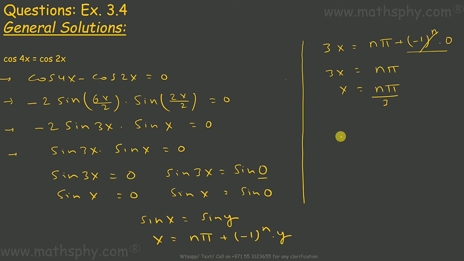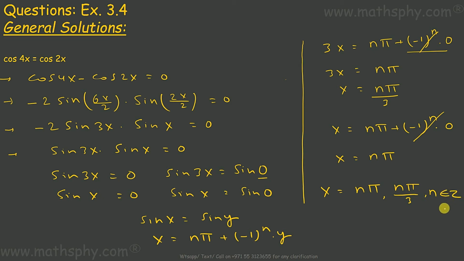Let's take this up. x equals n pi plus negative 1 raised to n into again 0. This can be cancelled. x equals n pi. So x equals n pi or n pi over 3, where n is an integer. That's the general solution. Alright.